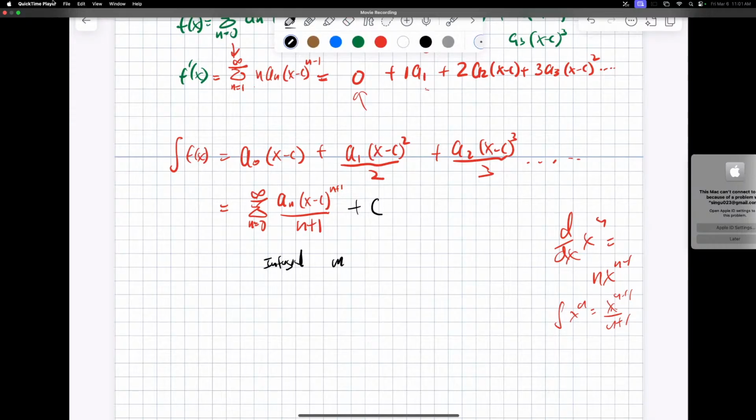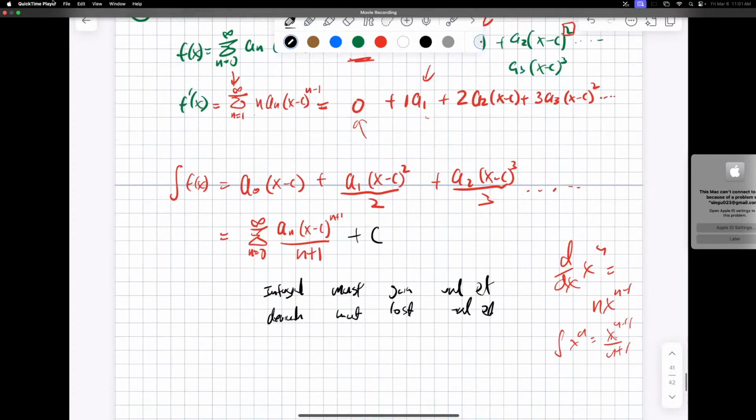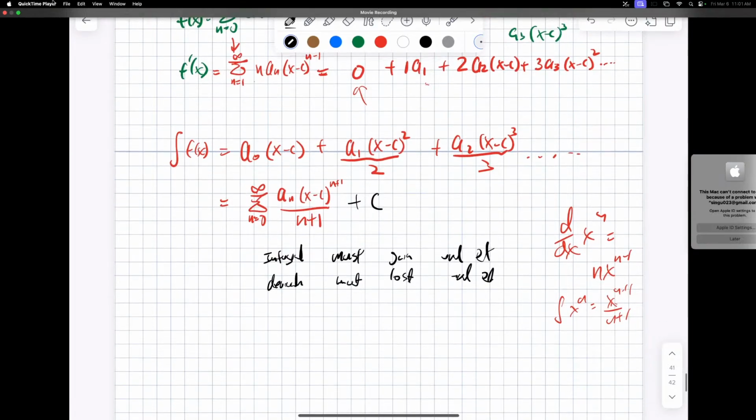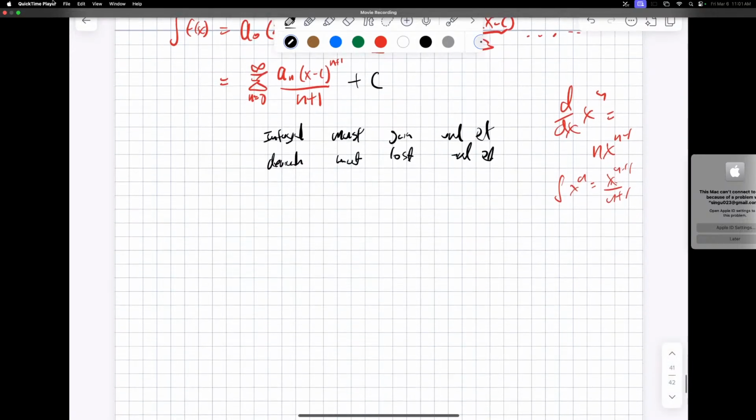Integral must gain endpoints. Derivative must lose endpoints. The integral gains one extra endpoint, and the derivative is going to lose one endpoint. Okay, so let me finish this part. I cannot answer any more questions now.